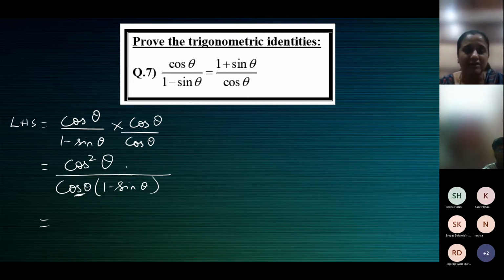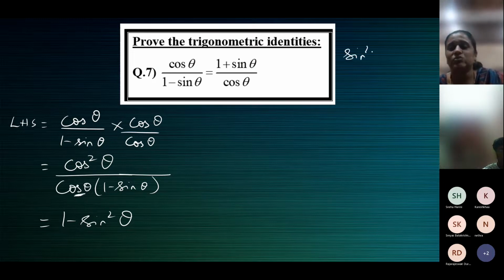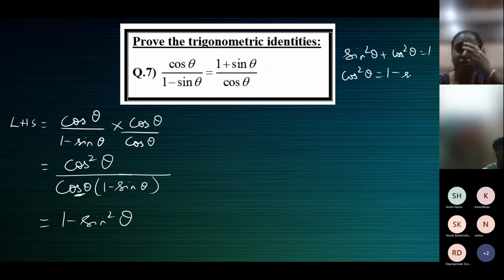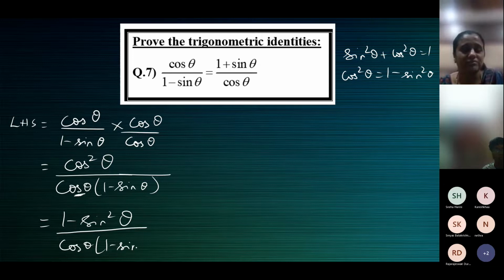And also in the numerator, the RHS has 1 plus sin theta, but here we have cos square theta, which means you must write cos square theta as 1 minus sin square theta. We should introduce sin because when you look at the RHS, the numerator has sin theta, but here the numerator is cos square theta. So we write cos square theta as, because sin square theta plus cos square theta is 1, cos square theta is equal to 1 minus sin square theta. So 1 minus sin square theta by cos theta into 1 minus sin theta.